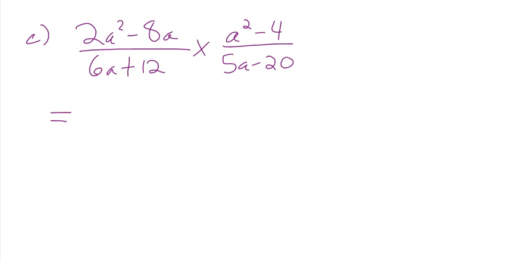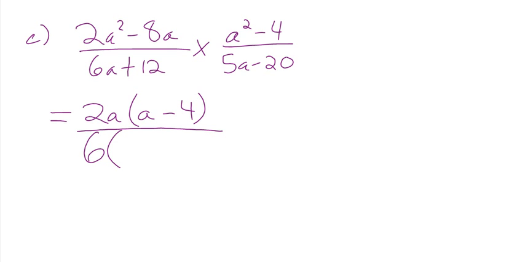Okay, so factor this. Is this a difference of squares? No, that's not a square. If we factor the a out, will it become 1? I don't think so. But what's the common factor? The first step in factoring is always to common factor. 2a. And what's left? A minus 4. Okay, let's go down to the bottom. 6. And what do we have? A plus 2. Remember, you only have to factor binomials.